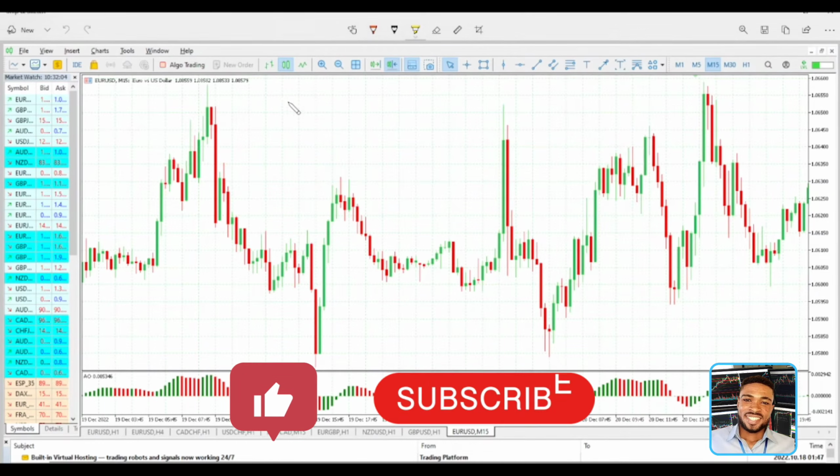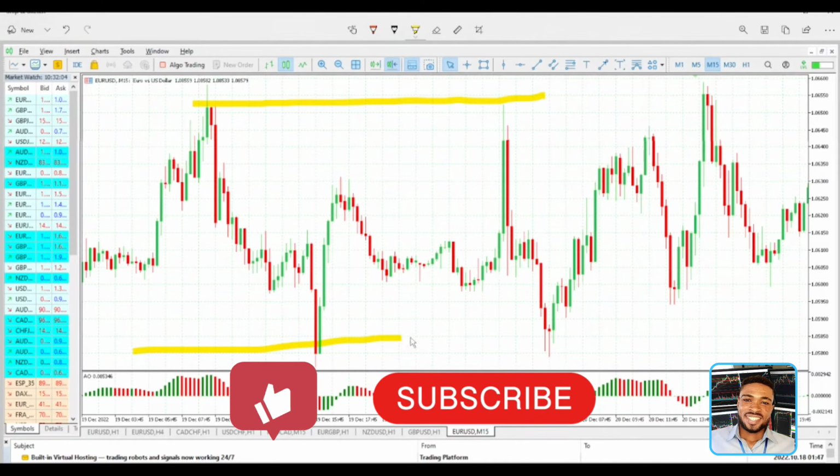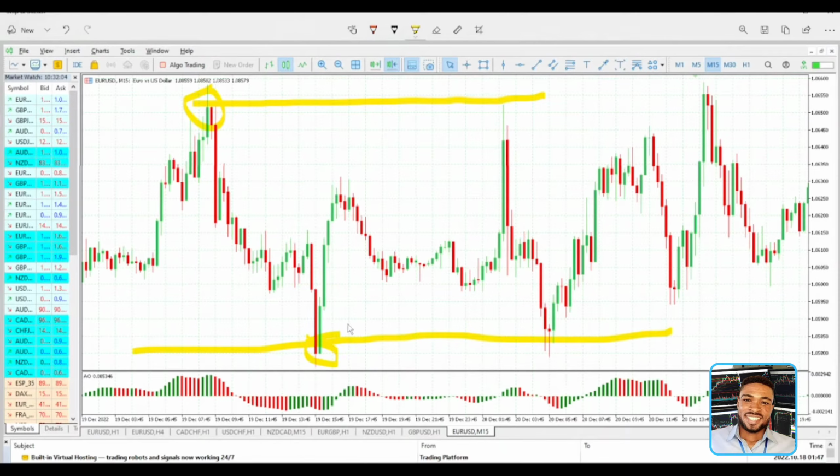Like for instance, the demand and supply zone. As you can see here, we have a structure here. Can you see structure here? And we have a structure here. What are you waiting for? You just identify 1, 2, 3. That's all you need. You need just 3 touches.